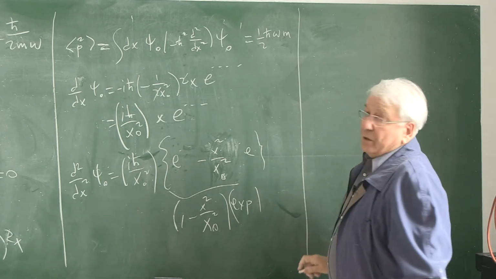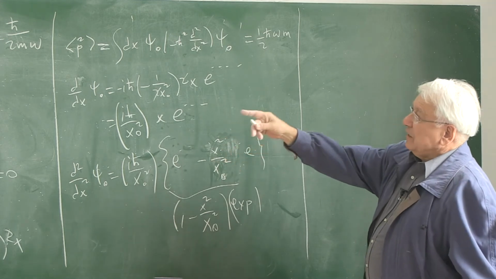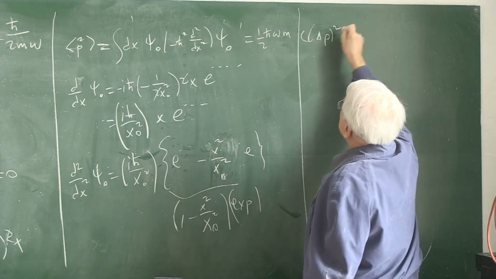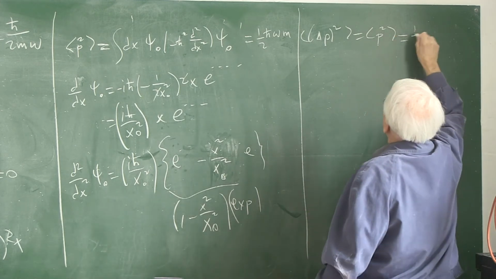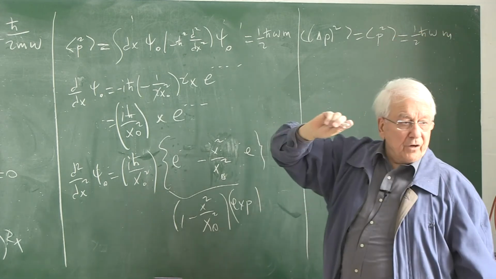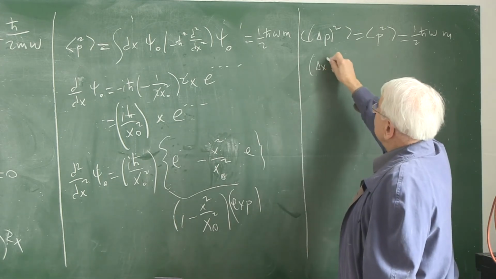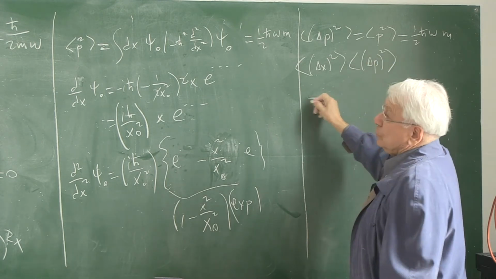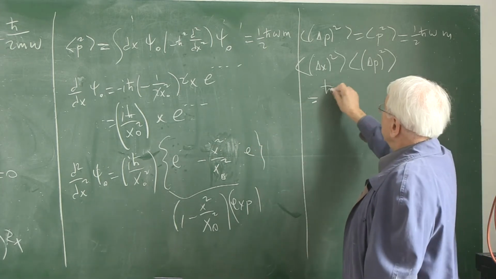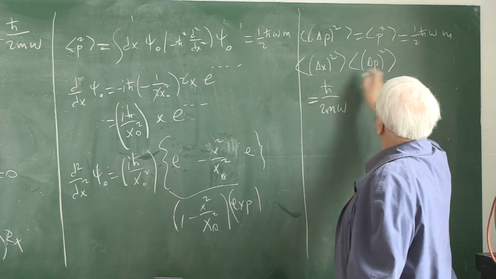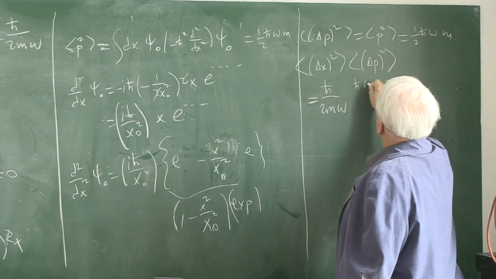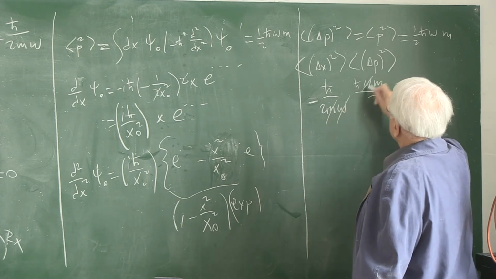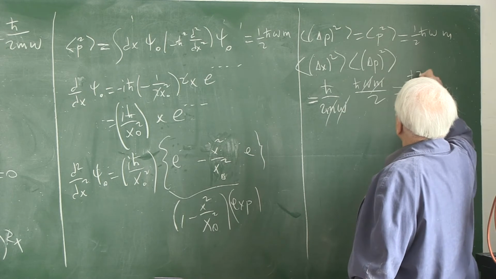Fine. So where are we now? We have demonstrated that the expectation value of p is, because of the symmetry, 0. So this is delta p squared expectation value really, 1/2 h bar omega m. Now we are there. I can write the uncertainty product delta x squared times delta p squared, which is equal to delta x squared, h bar over 2m omega, and delta p squared, h bar omega m divided by 2. Omega m's cancel, and you have h bar squared over 4.